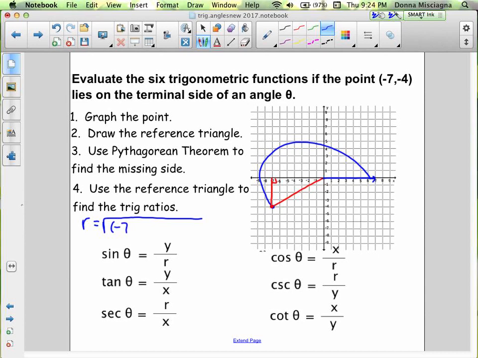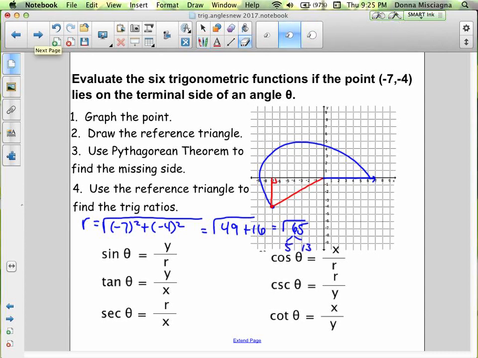negative 7 squared plus negative 4 squared, which is, I don't even think this one simplifies, 49, I think it's probably an ugly number, and 16. All right, so that's going to be 65. Yeah. And it doesn't simplify. We were better off with the other one. All right, 5 and 13. See, it doesn't simplify. So that's going to stay square root of 65.